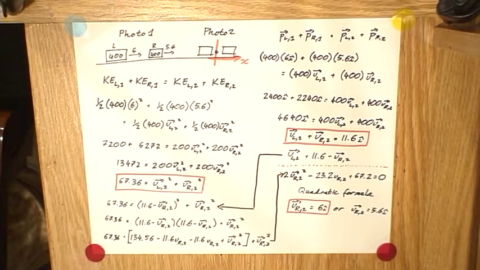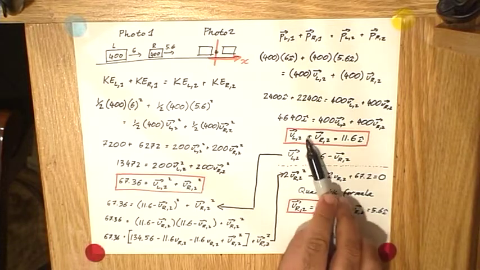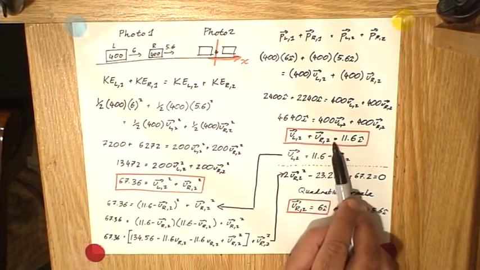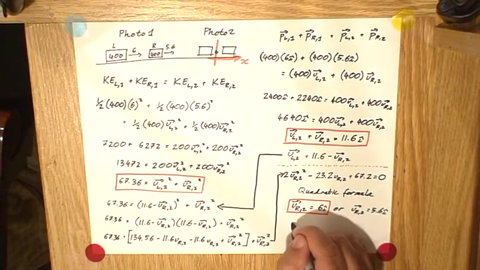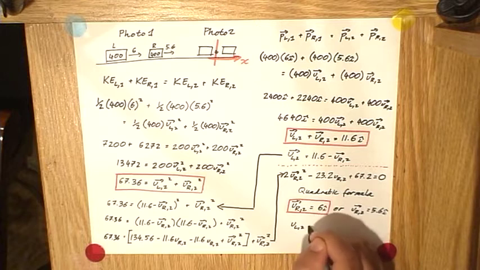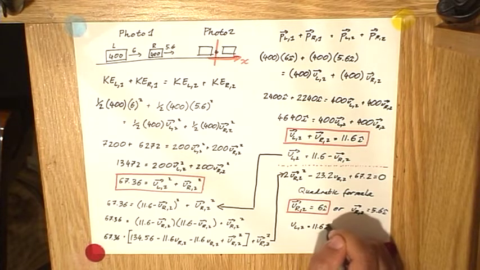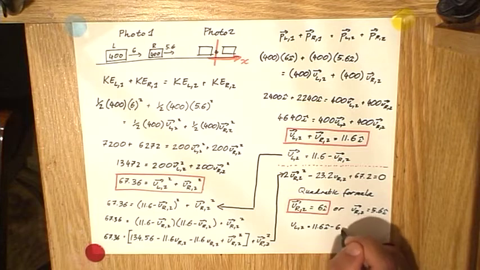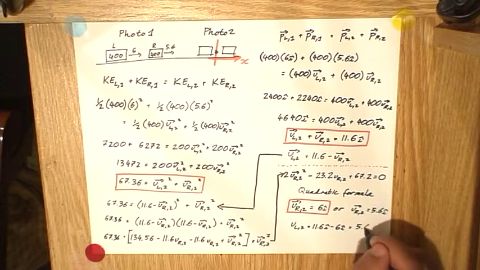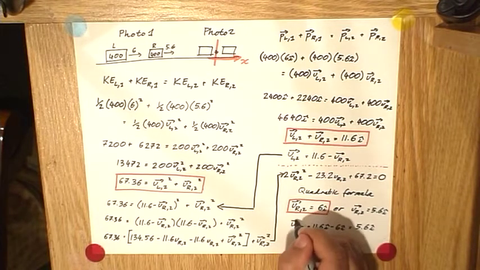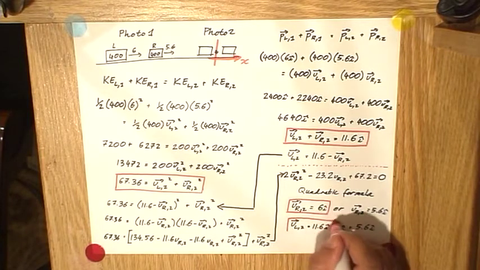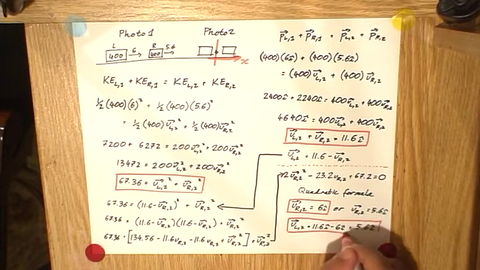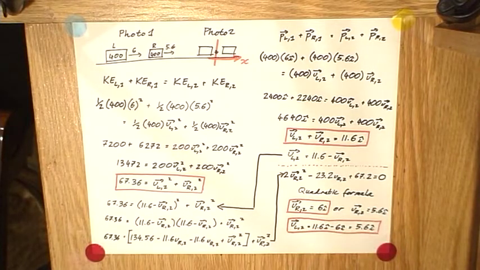Very good. And now we can use this equation over here, which related VR2 and VL2. And we can say that VL2 equals 11.6 I-hat minus VR2, which was 6 I-hat, which gives us 5.6 I-hat. So that is the velocity, rather, of the left-hand car after the collision takes place.